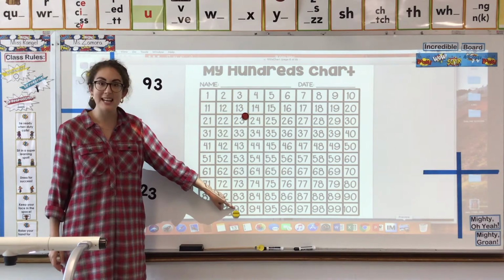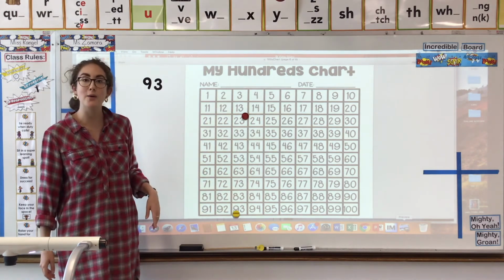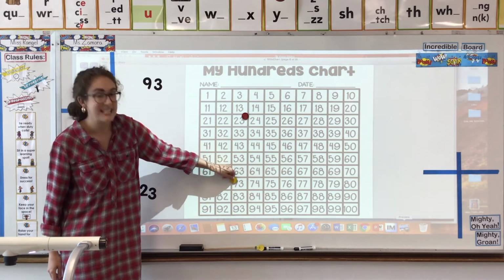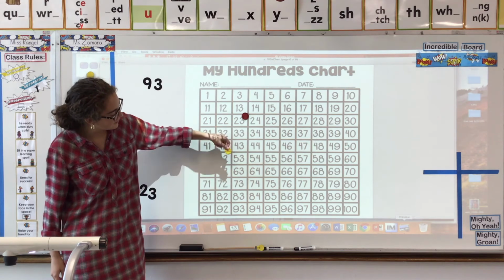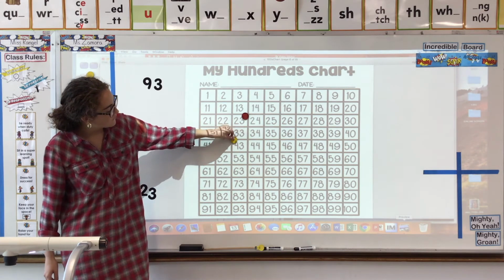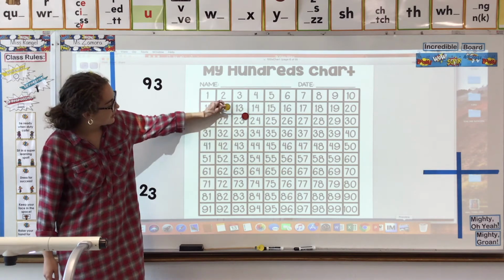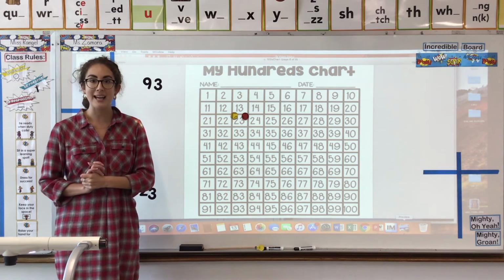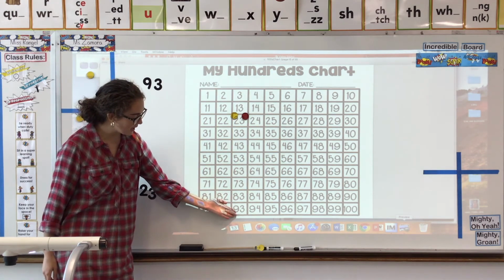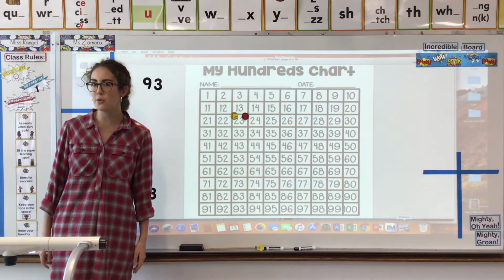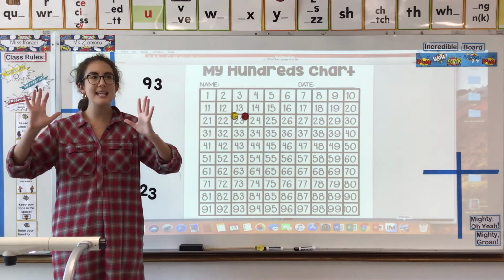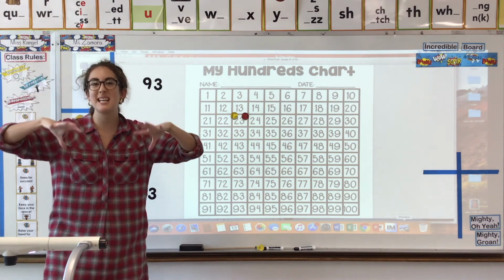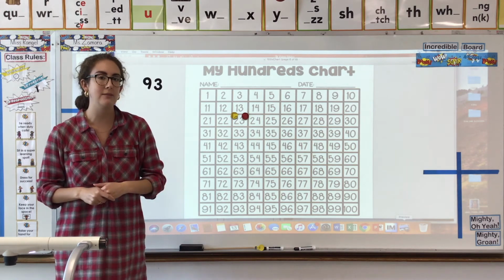So we're going to start at 93, and I want us to skip count. Here we go. 93, 83, 73, 63, 53, 43, 33, 23. Awesome, pause. Okay, as we were starting at 93 and counting until 23, was our tens place getting bigger and increasing in value? Or was our tens place getting smaller and decreasing in value?